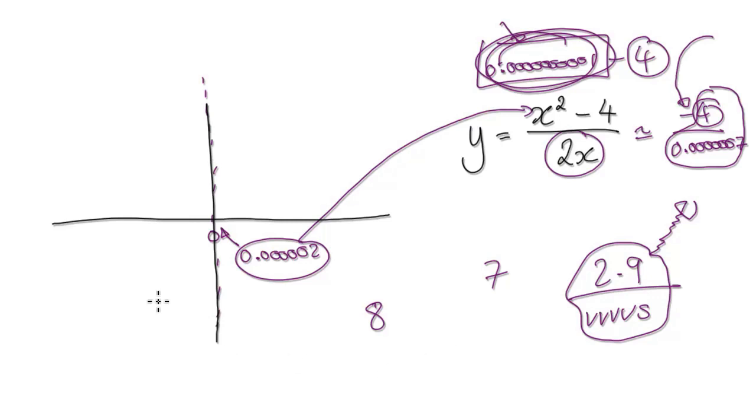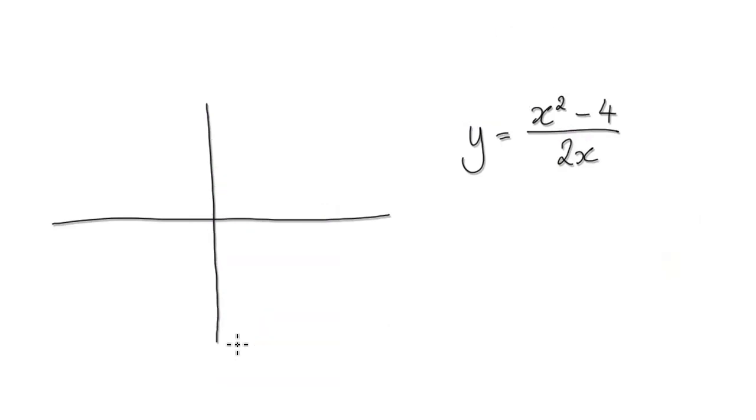So when I say negative big, you've got to think of a big number and then stick a negative in front of it. So when x is just to the right of 0, it's going to jump all the way down here. So it's going to jump all the way down here. So you know it's going to do something like this.